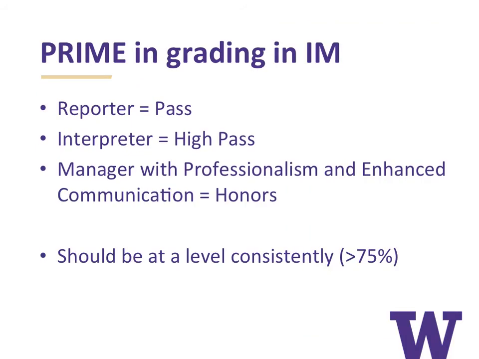In all internal medicine rotations at the University of Washington, we ask you as an educator to use the PRIME system when recommending a clinical grade. Students must be reliably at the reporter level in order to pass a rotation. They must be at the interpreter level for a high pass grade. In order to get an honors grade, students must be at the manager level with excellent professionalism and enhanced communication. Note that professionalism and enhanced communication are necessary but not sufficient for an honors grade. A student should be at a level consistently to be given the clinical grade associated with that level.